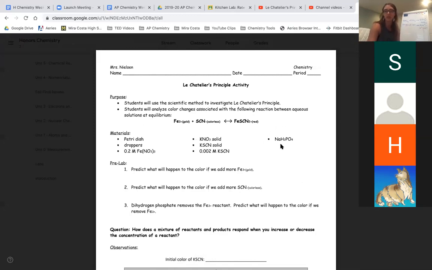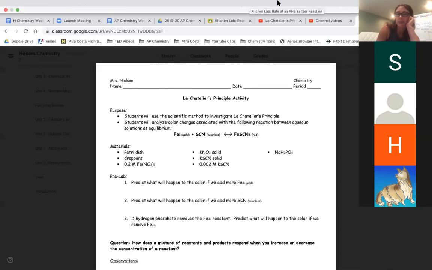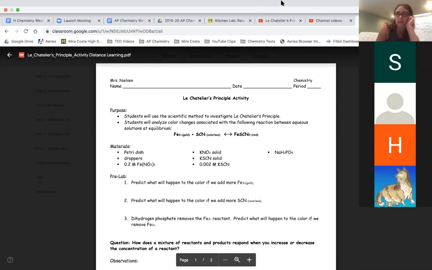And then this is something called sodium hydrogen phosphate. Okay. All right, so let's start by making just a couple of predictions. So we know that, why is it that I can't draw on this? There we go, my annotate function.